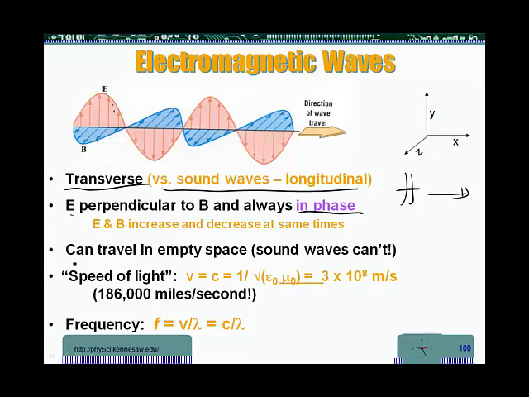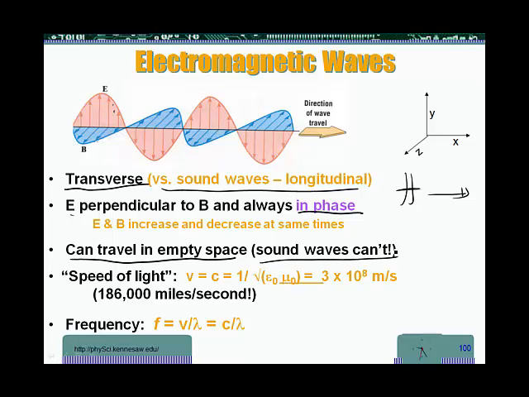Now, the other interesting thing that took humans a long time to figure out and understand: electromagnetic waves can travel in empty space. When they travel in a medium, they're going to travel at a slower speed, but they travel in empty space.